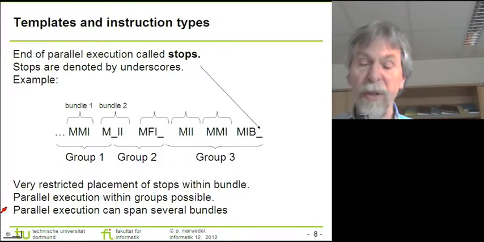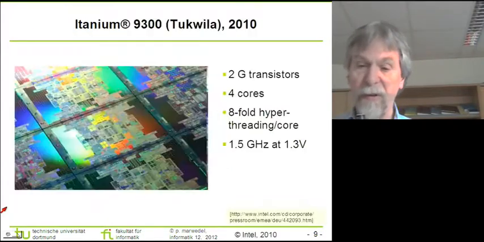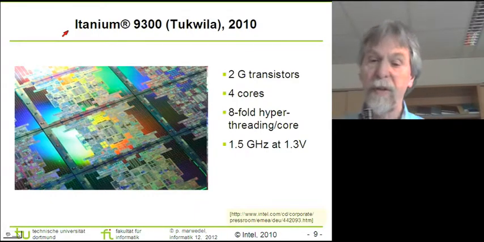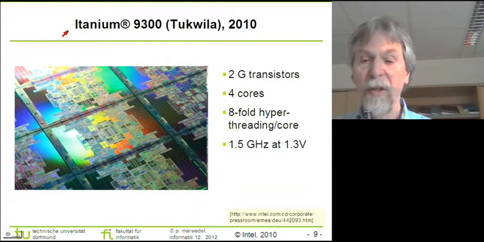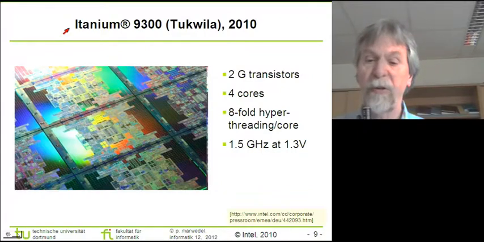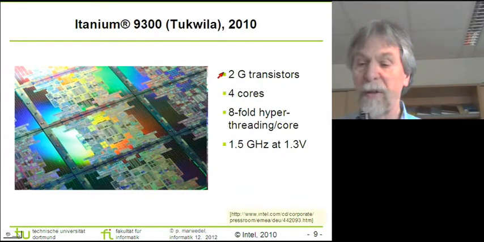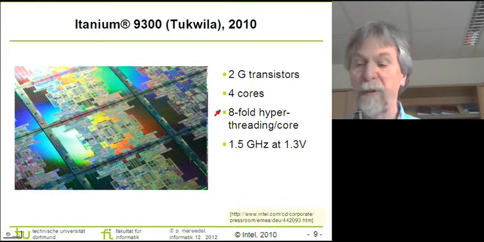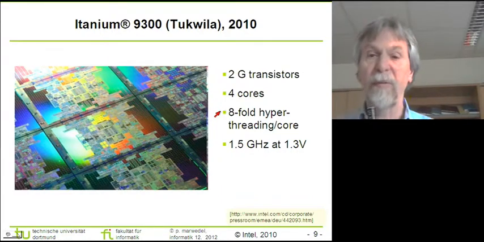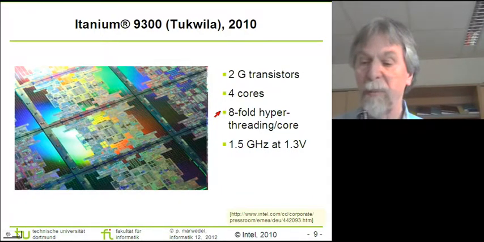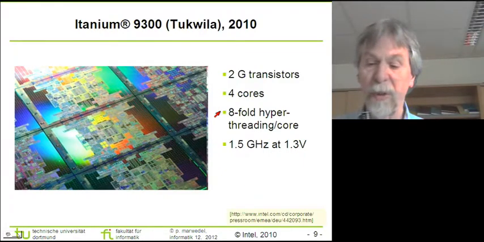So therefore we have in this way removed this restriction. You might know that the IA64 instruction set architecture is available from Intel. It is available in the form of the so-called Itanium 9300 processor. This processor contains 2 billion transistors. There are a total of 4 cores, and for each of the cores we have an 8-fold hyperthreading, which means that we have a very fast context switch between 8 threads per core.